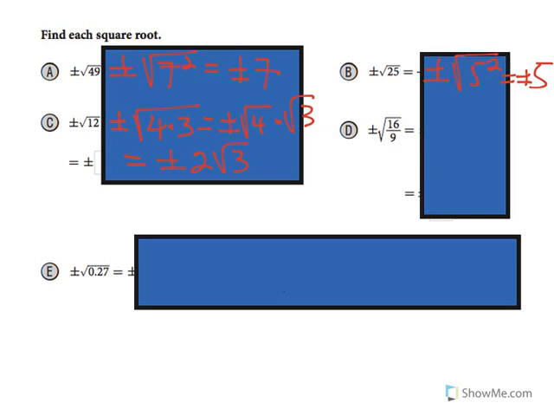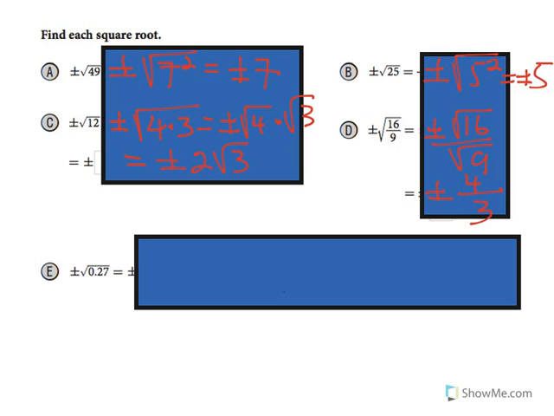And part D, plus or minus square root of 16 divided by 9, can be written as plus or minus square root of 16 divided by square root of 9. And square root of 16 is 4, and square root of 9 is 3.